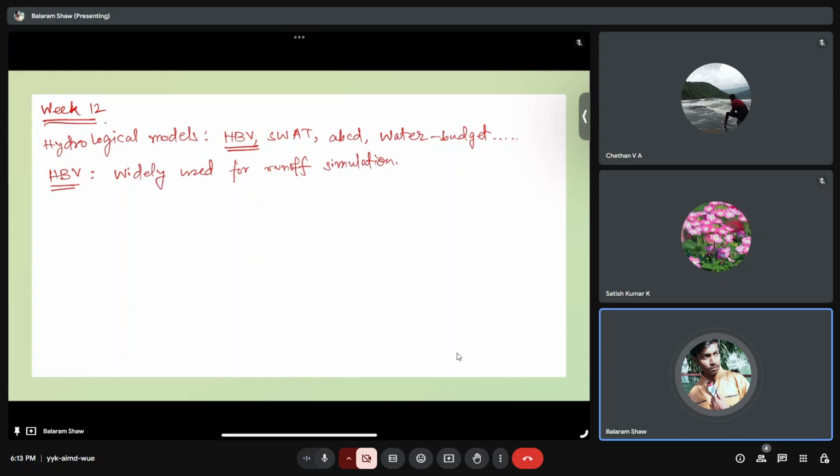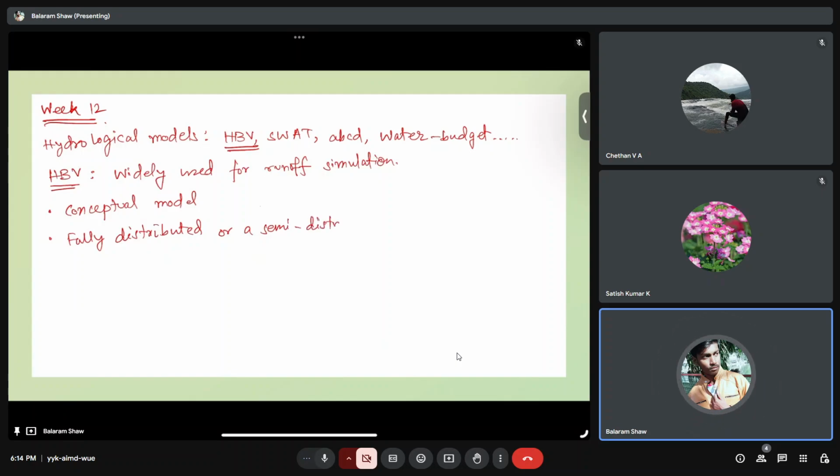The HBV model is mostly used in runoff simulation in those areas where snow is prominent. Let's say if some glaciated catchments are there where we have snow and snow cover and so on, in that case I feel that HBV is most useful. HBV is a conceptual model, and we can use this model as a fully distributed or a semi-distributed model.